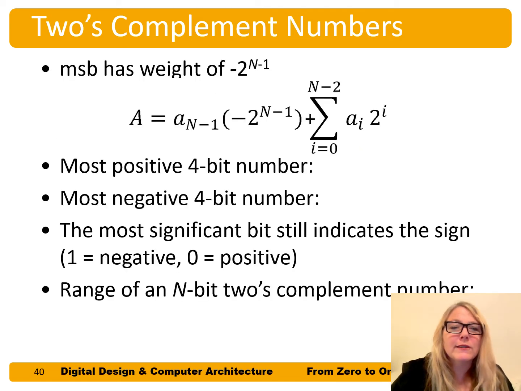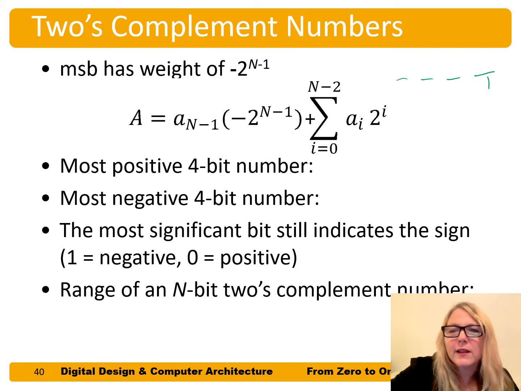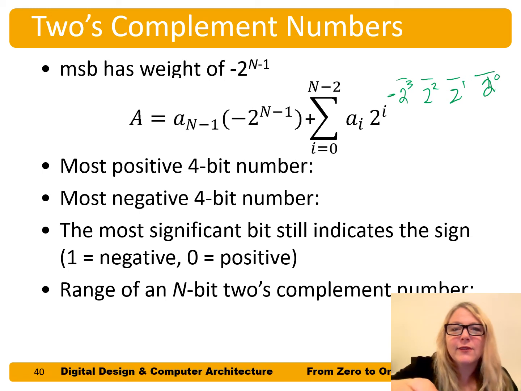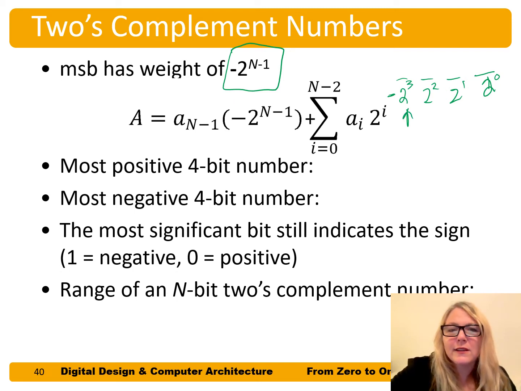So in 2's complement numbers, the most significant bit has the weight of minus 2 to the n minus 1. So if we have a 4-bit number, this would have the weight of 2 to the 0, 2 to the 1, 2 to the 2, and instead of the most significant bit having the weight of 2 to the 3, it would have the weight of minus 2 to the 3. So the most significant bit has the weight of negative 2 to the n minus 1, negative 2 to the 4 minus 1 in this case, or minus 2 to the 3rd power.